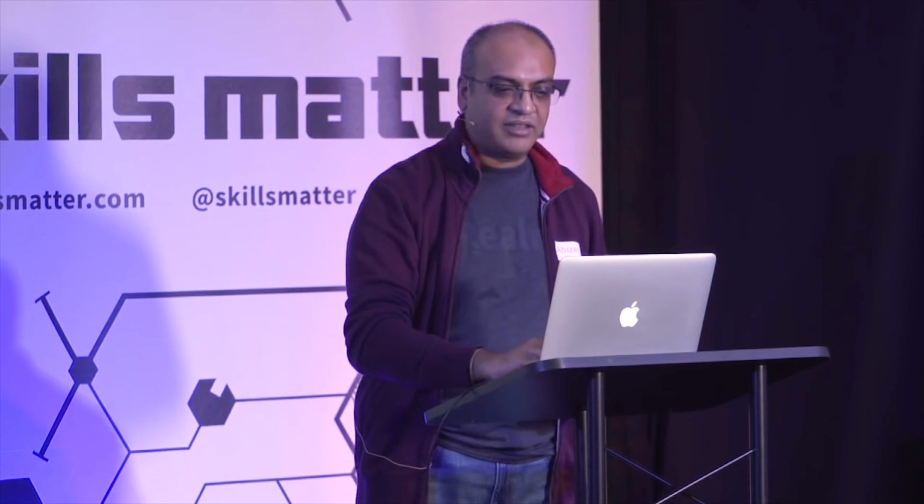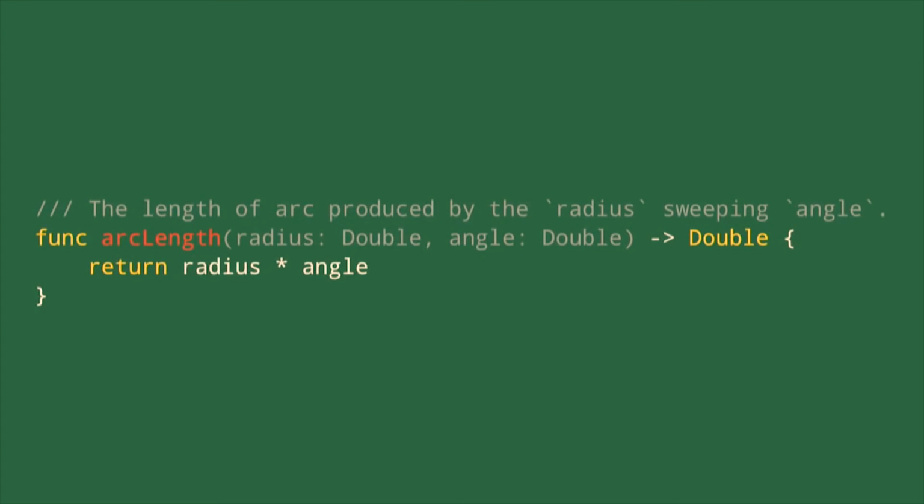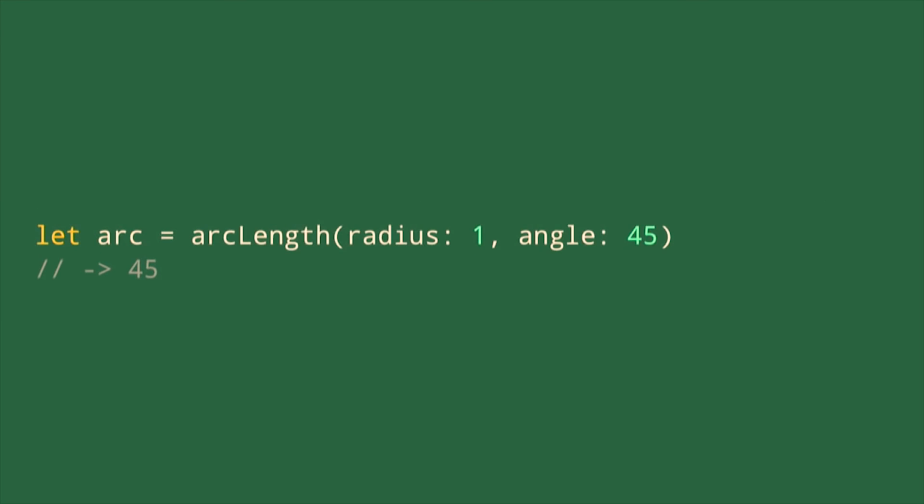Great. So that's the formula. It's quite simple. No big deal. You can code it up. Nice simple way to do it. You call it arc length. You pass it a double for the radius, a double for the angle, returns a double, and it's just radius times angle. No problem. Look, documentation.